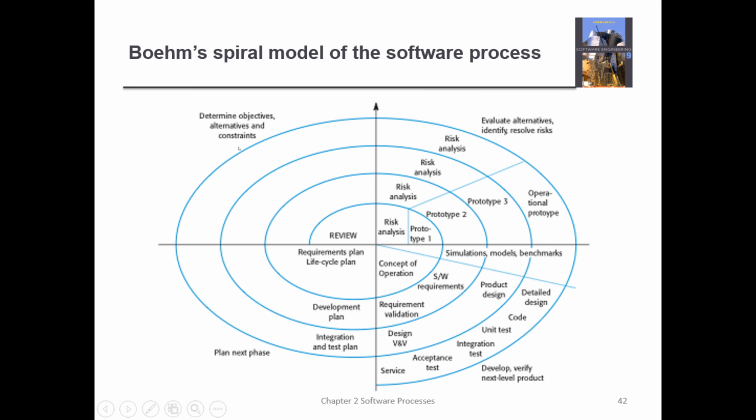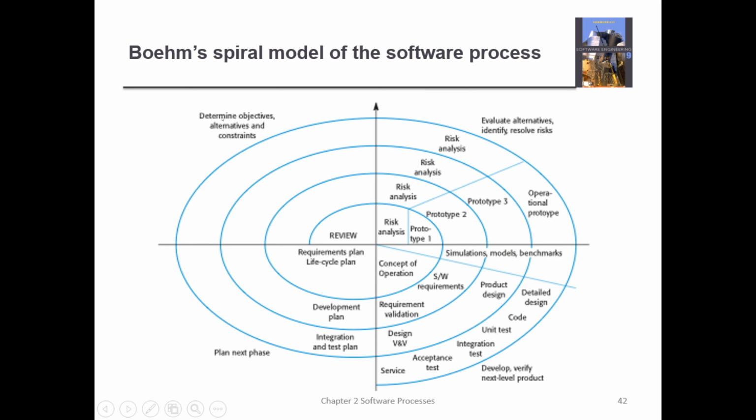I don't know if you can see this well, but these are the four quadrants: 1, 2, 3, and 4. You determine the objectives, alternatives, and constraints, then evaluate alternatives, identify and resolve the risks. Then here you develop and verify the next level product, and then plan the next phase.